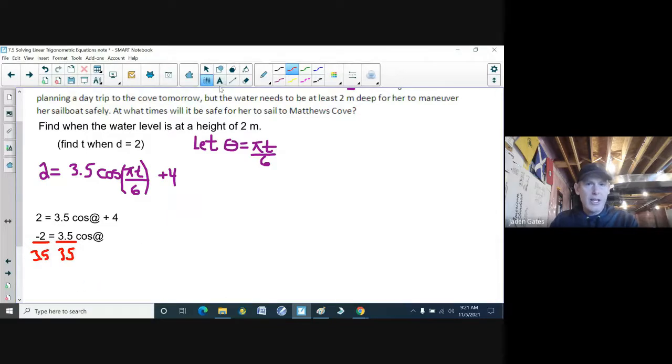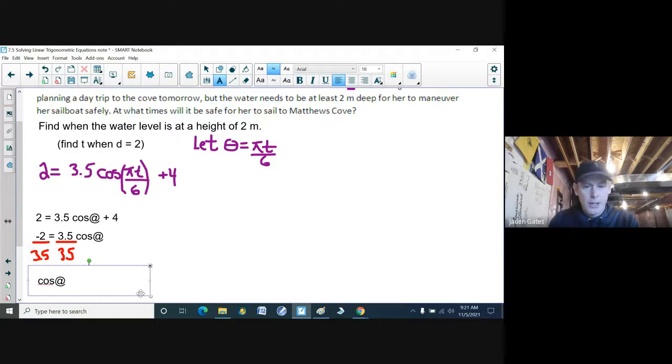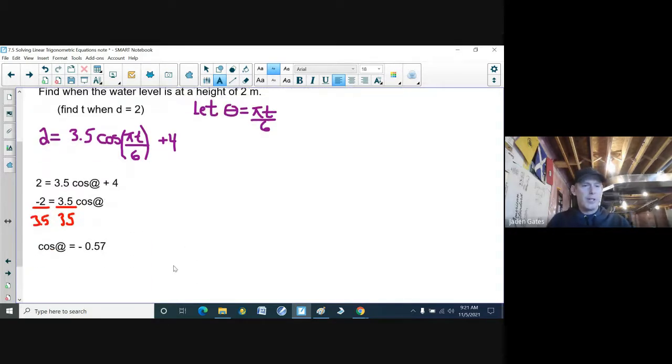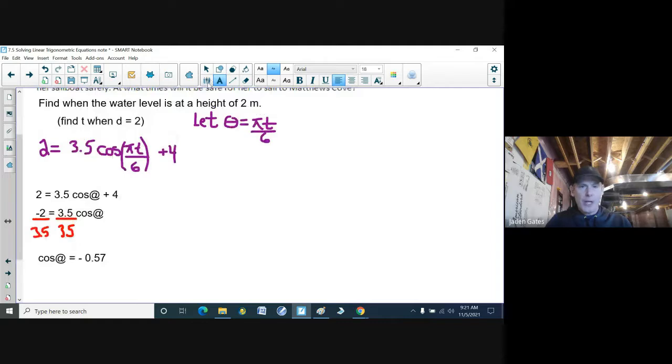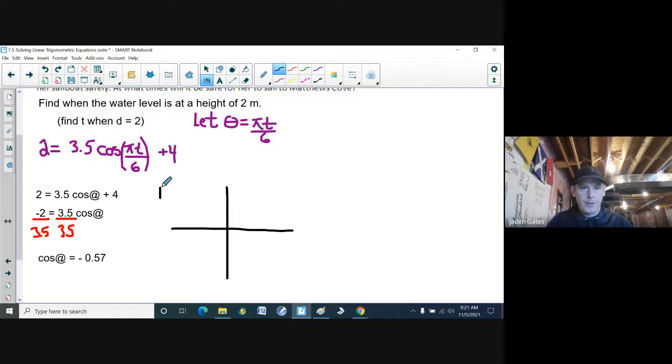And so what I end up with here is that cos theta is equal to negative 2 divided by 3.5, which is 0.57. So I get negative 0.57. From that, I'm going to get my 2 answers. So we're at 1 answer here, and 1 answer over here.